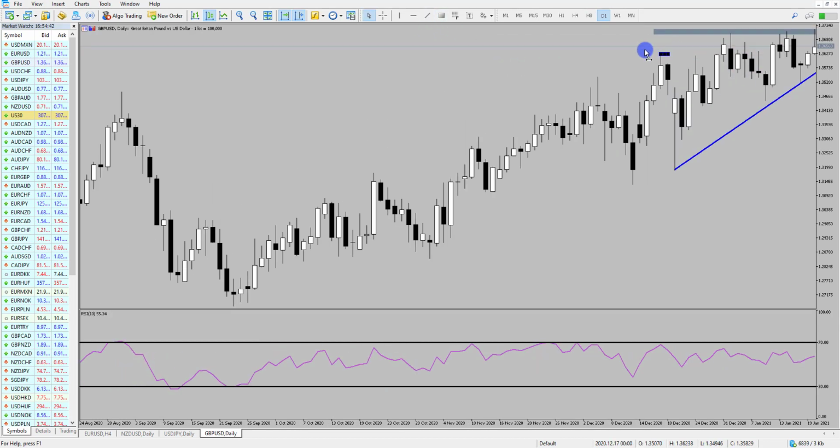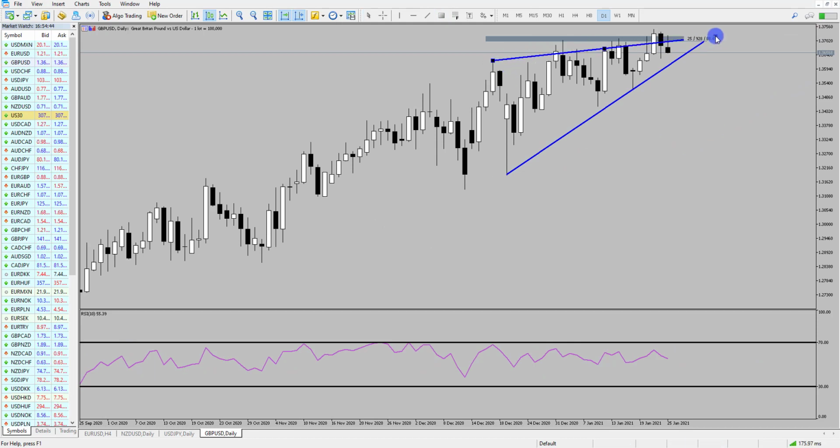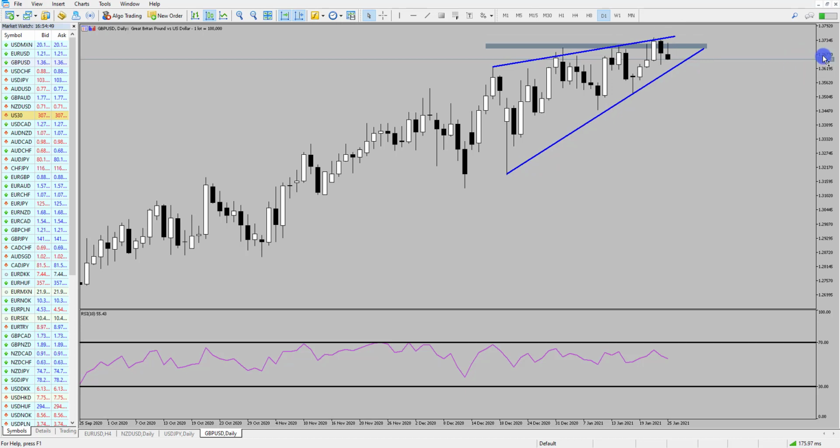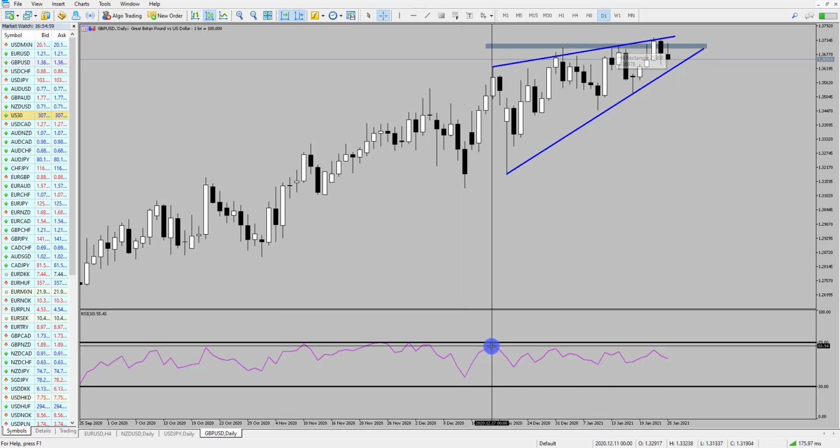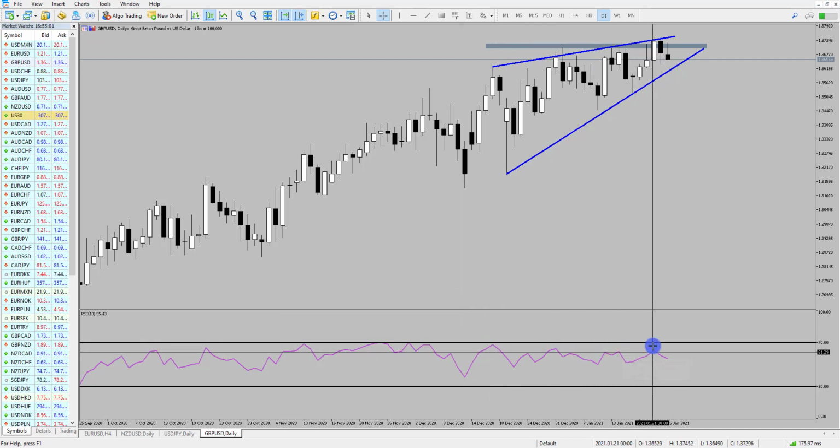On the daily, you can see the consolidation in a larger scale view there. What I quite like about this is even on the daily time frame, highs are getting higher. The RSI is showing lower highs consecutively for these highs, showing us that the buyers are really losing some steam here.